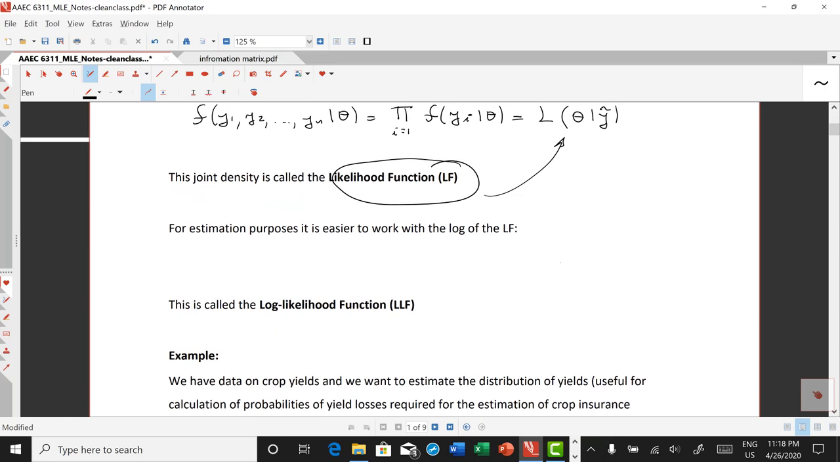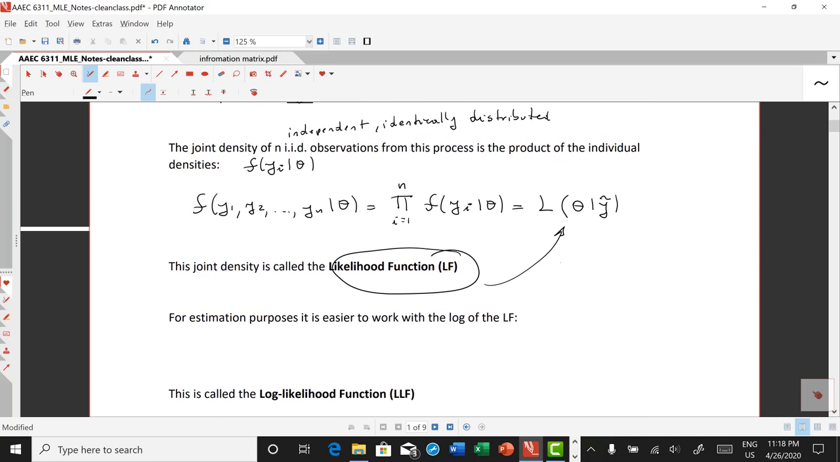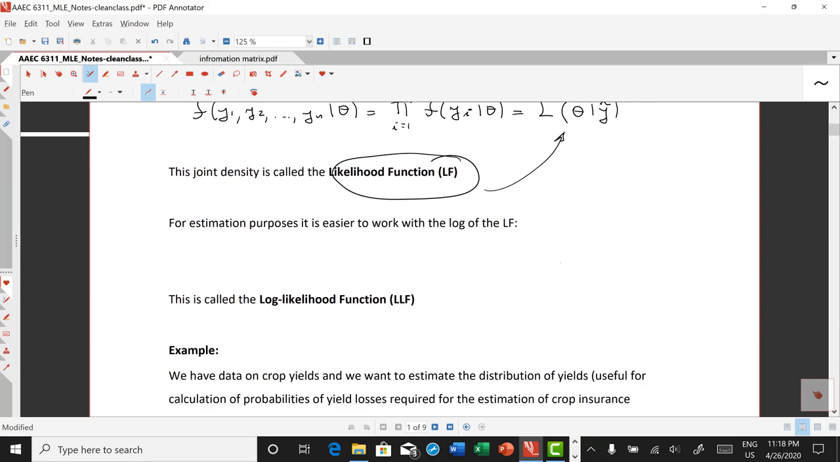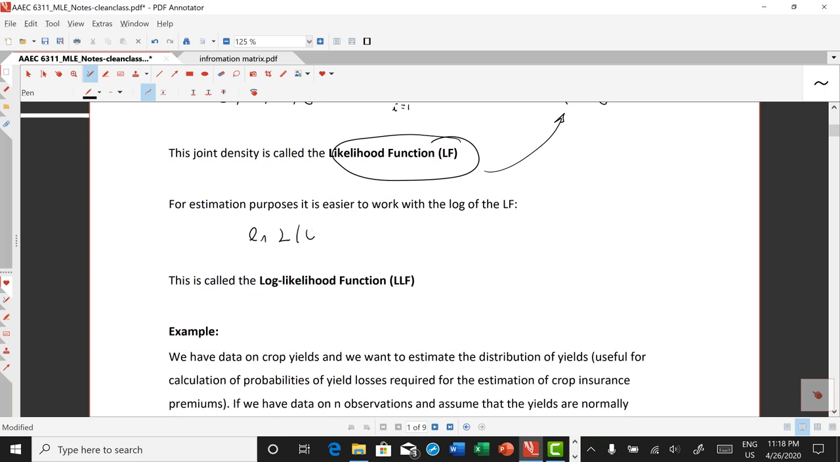Now, for purposes of estimation, moving ahead, what we're going to be interested in is estimating this parameter theta as a function of these variables. We're going to try to find the parameter vector theta that maximizes this likelihood function. Since here we have this product of functions, the maximization of that function is a little bit complicated. So it's going to be easier to work with the log of the likelihood function. The natural log of the likelihood function is going to be equal to the sum of the natural log of that density function evaluated for each individual yi.